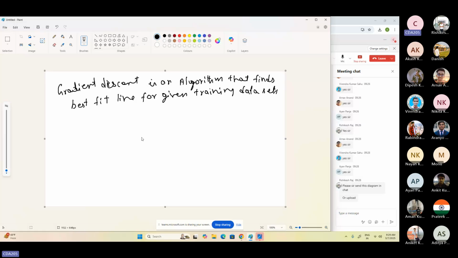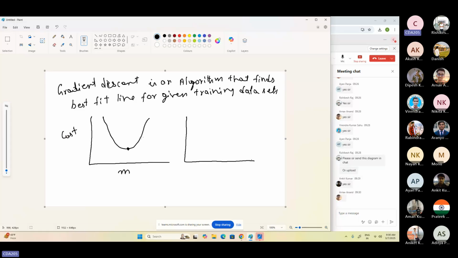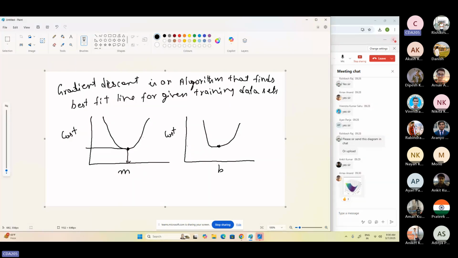Okay. So now we break the graph into two parts. One is the graph of cost versus M. This is the local minimum. And another one is cost versus B. This is the local minimum. Okay. This local minima we have to find. For the minimum cost, what is the value of M? For this minimum cost, what is the value of B? This we have to find.